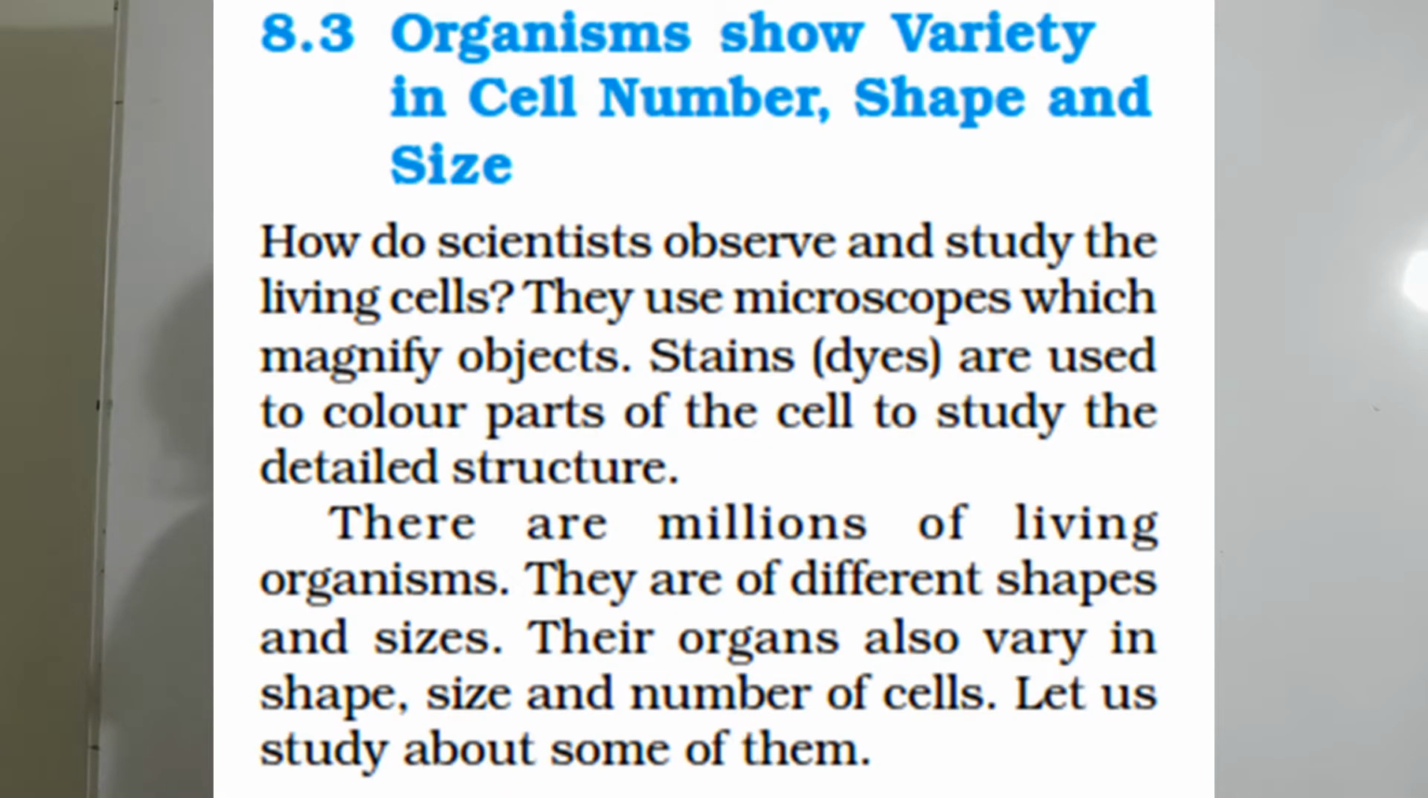Now topic 8.3, organisms show variety in cell numbers, shapes and sizes. How do scientists observe and study living cells? They use a microscope, which magnifies objects. Stains are used to color parts of the cell to study the detailed structure. There are millions of living organisms. They are of different shapes and sizes. Their organs also vary in shape, size and number of cells. Let us study about some of them.